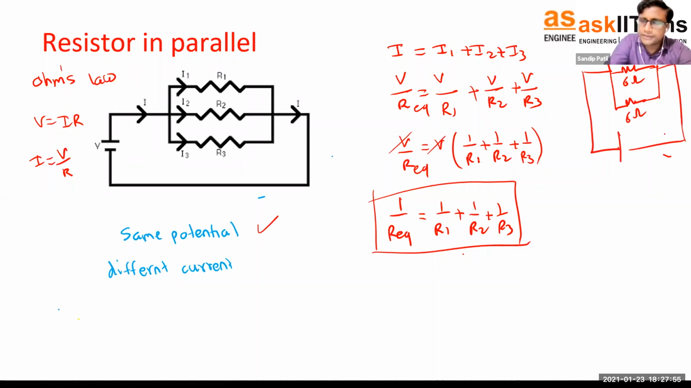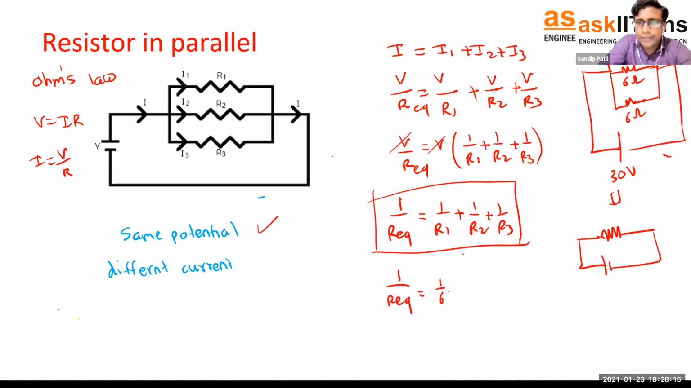Let's connect all these to, let's say, a 30 volt battery, and we want to calculate current. What are we going to do? First of all, replace this diagram by only one small equivalent resistance. How to calculate equivalent resistance? Use this formula. So 1 upon R equivalent is equal to 1 by 6 plus 1 by 6 plus 1 by 6. If the denominator is the same, we can simply add all this. So 3 by 6 will become 1 by 2. So remember, 1 upon R equivalent is 1 by 2.